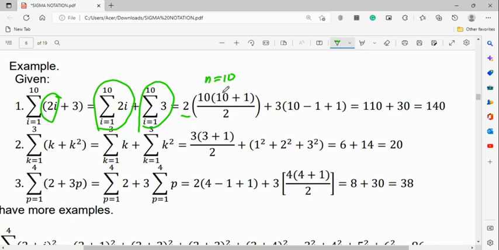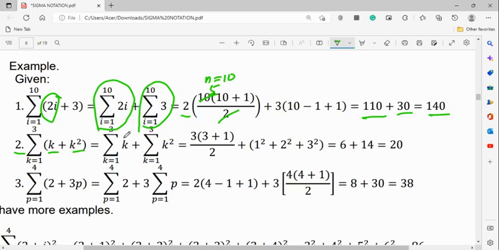So, 10 divided by 2 is 5. 5 times 11 is 55. 55 times 2 is 110. Okay. 3 times 10 naman dito sa constant is 30. The answer is 140. The same with that, in number 2, hiwalay ang k, and then k squared.